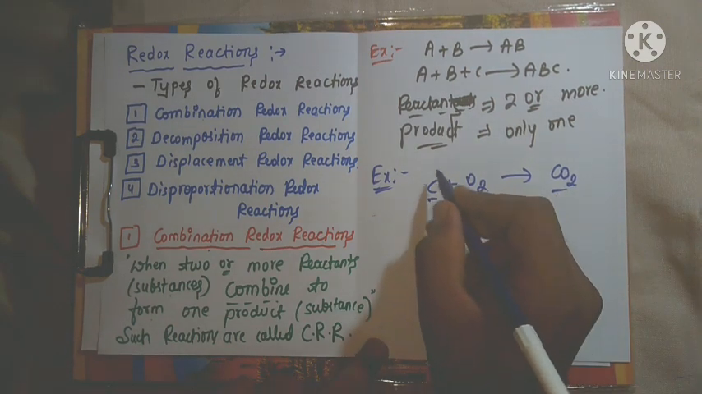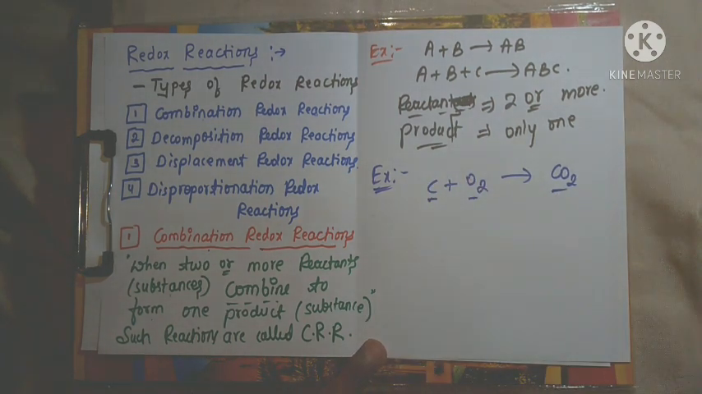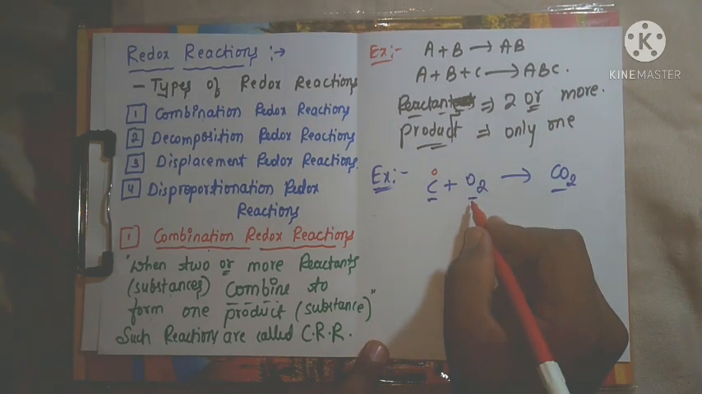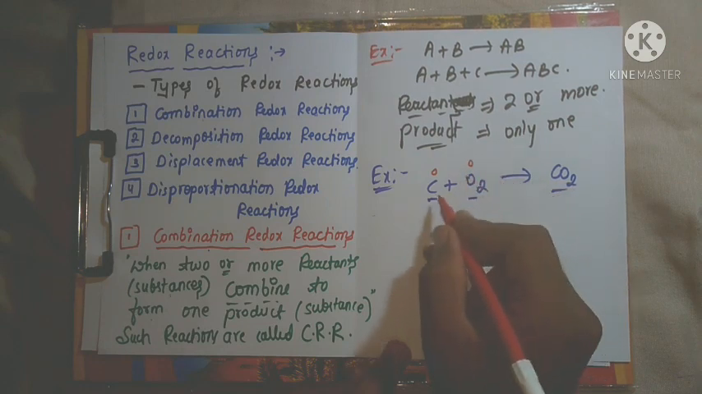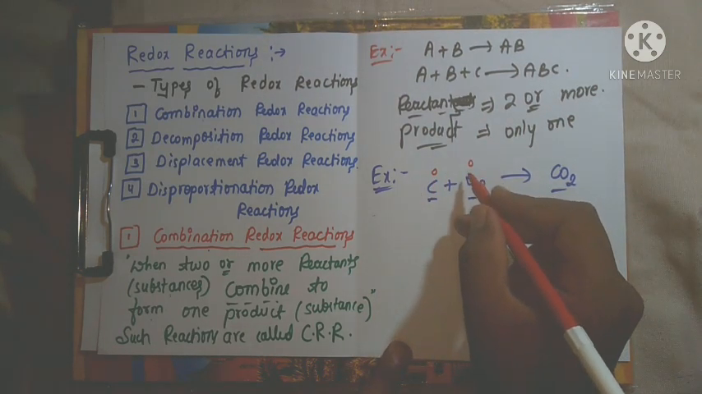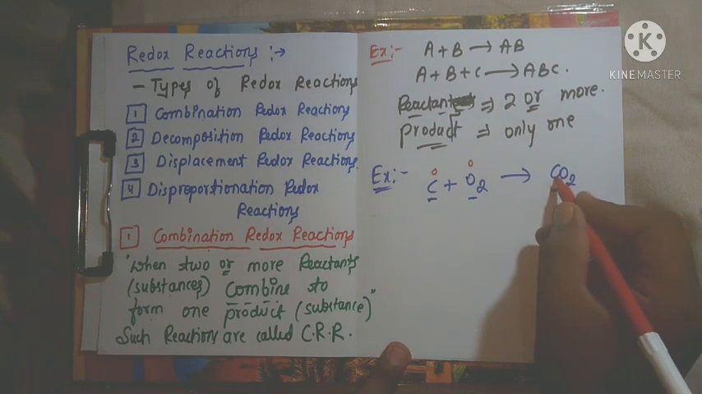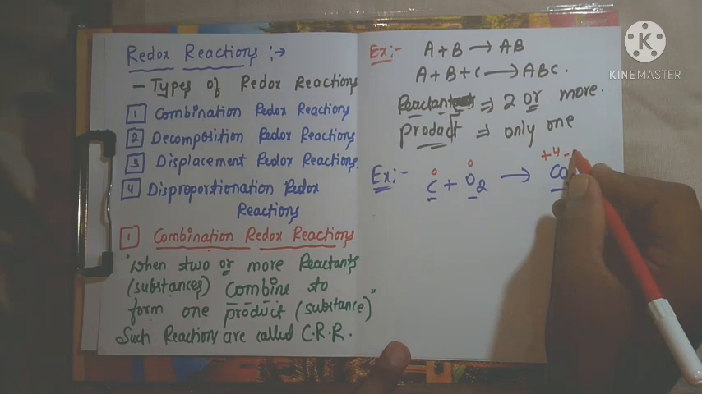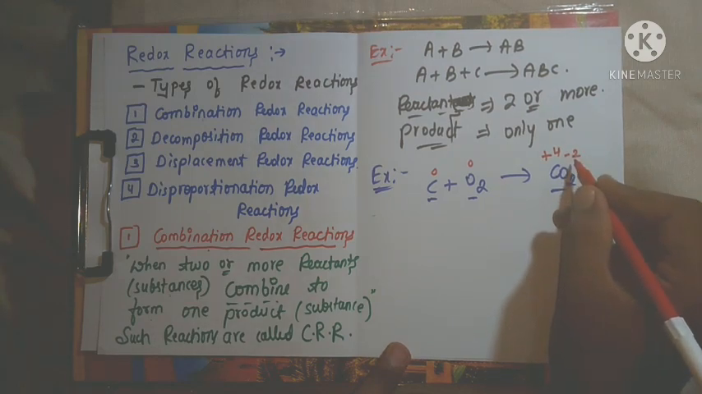Here what is the oxidation number of this carbon? It is 0. Oxidation number of oxygen is also 0, because in the elemental state, with only one element, the oxidation number is 0. Whereas if you calculate the oxidation number of carbon in carbon dioxide, you will get +4. Already we know that the oxidation number of oxygen is always -2, other than in peroxides and superoxides, right?